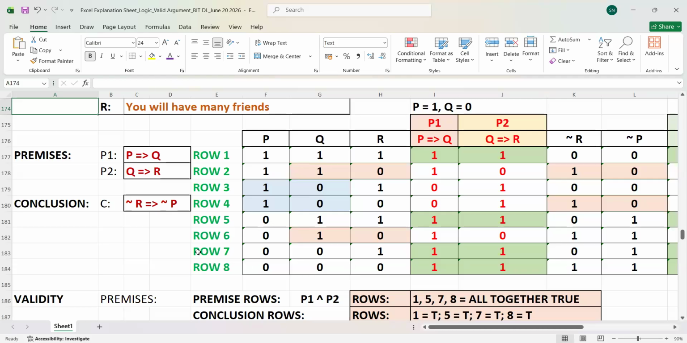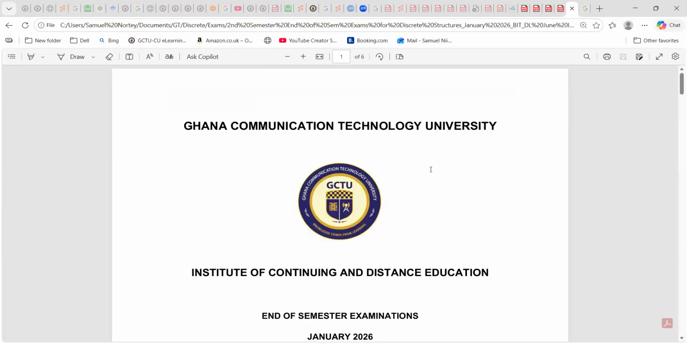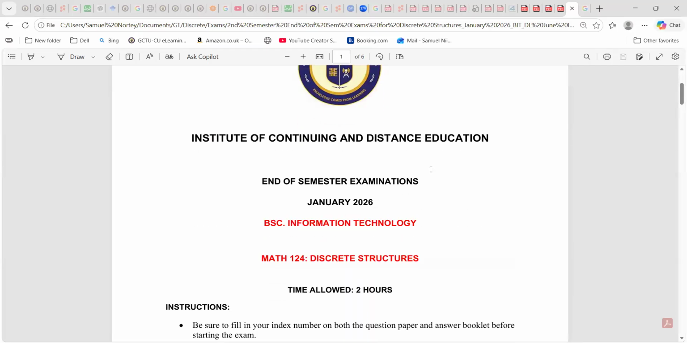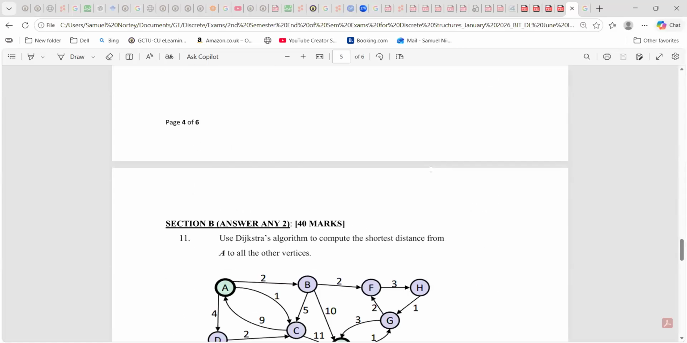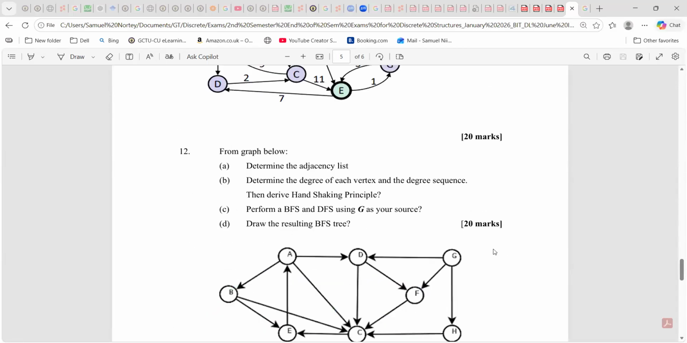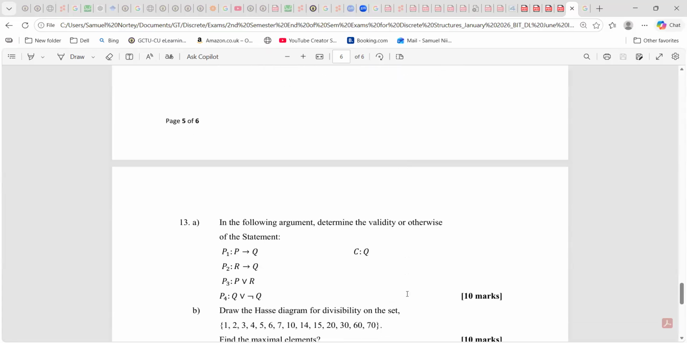Okay. Now, before I do the next example, I want to show you last year's paper so that if you choose to do this in an exam, you can be rest assured that you can do it. Okay, this was your paper, last year's paper, distance learning. The question on valid argument, session B, is question 13. Look at it.